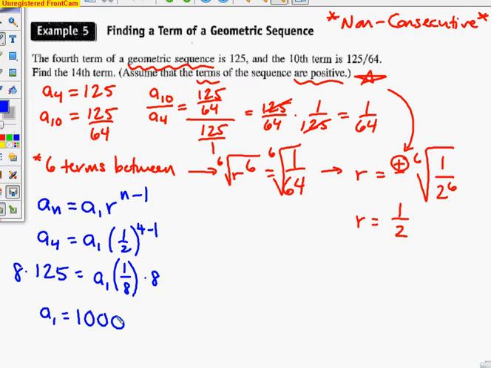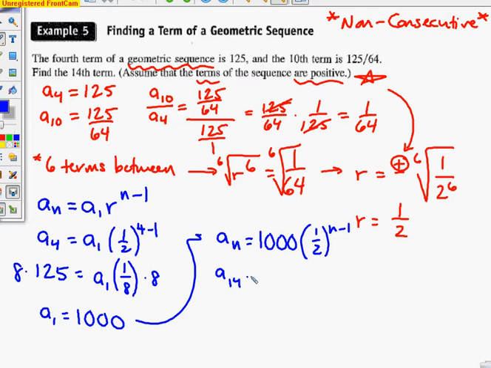And now we can plug the 1,000 in for a sub 1. So now we can use this formula. A sub n equals 1,000 times 1/2 to the n minus 1. And now I want to find the 14th term. That's a sub 14. That's 1,000 times 1/2 to the 14th minus 1. And again, you may use your calculator. That's fine. So 1,000 times 1/2 to the 13th power.